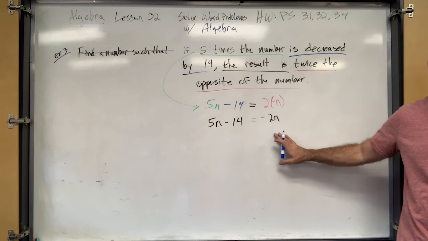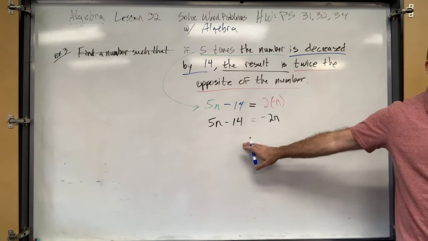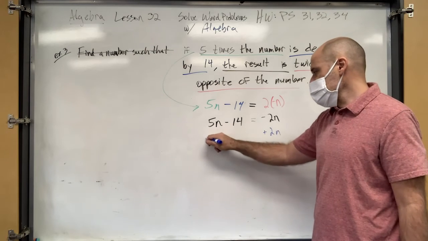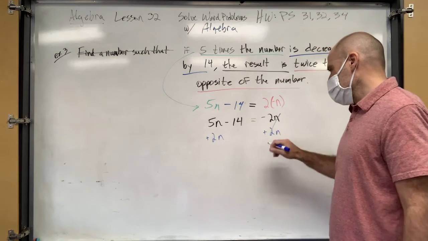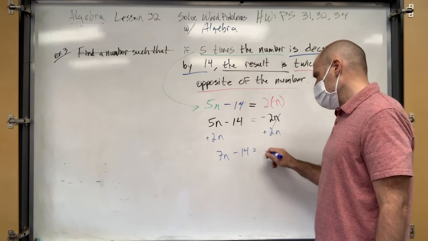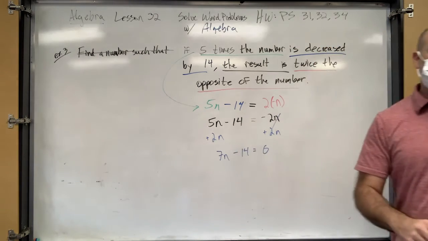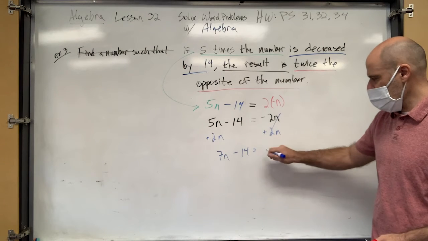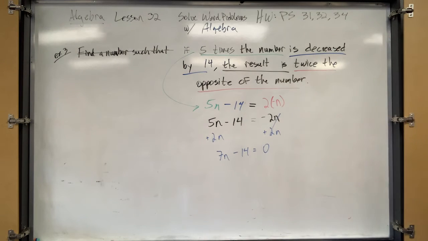Add 2n, right? Because we have variables on both sides. So let's get rid of that 2n. Now, this is a case where you might have saved yourself a step if you got rid of the 5n instead of the negative 2n. But I think it's still less confusing to get rid of the smaller variable term. So you're left with 0 on the right side. But that's okay. You can still do step 3, which is get rid of the constant on the variable side.